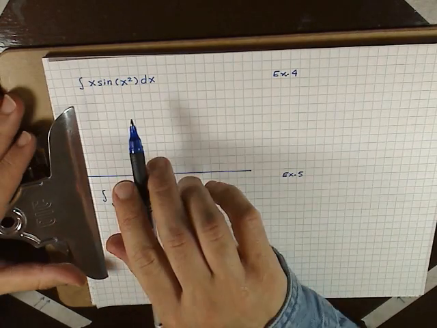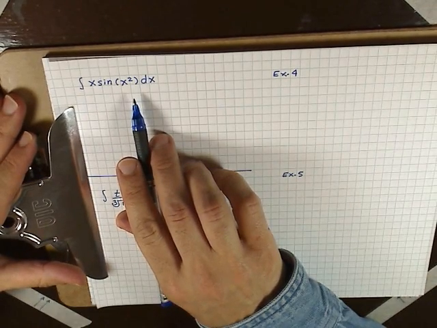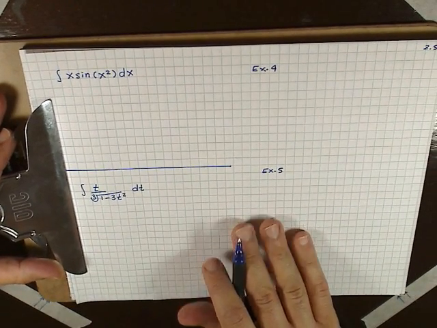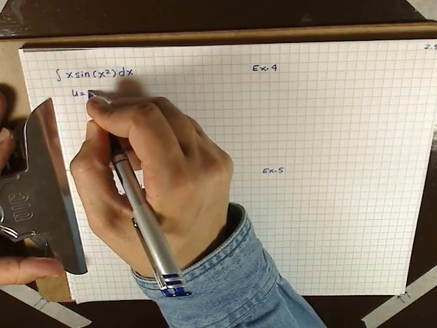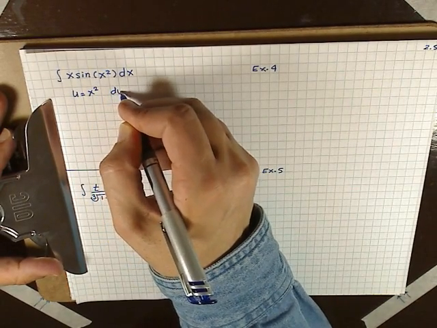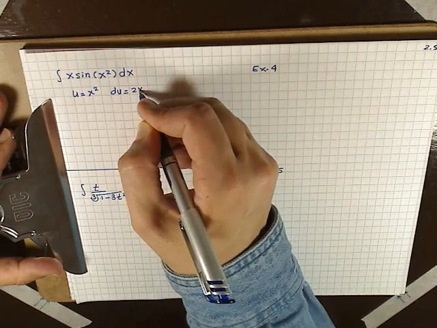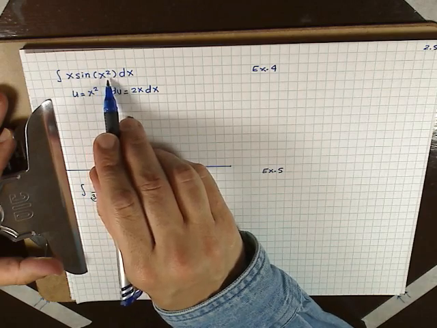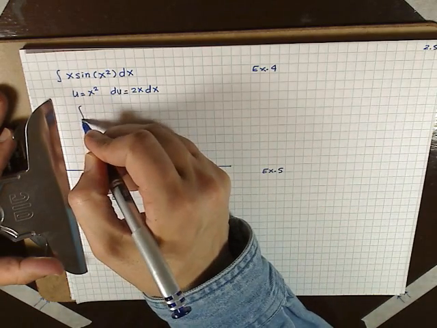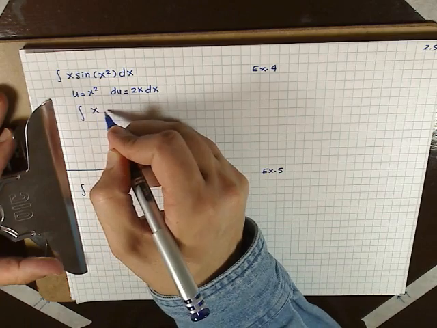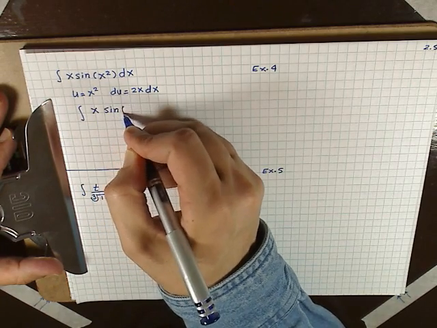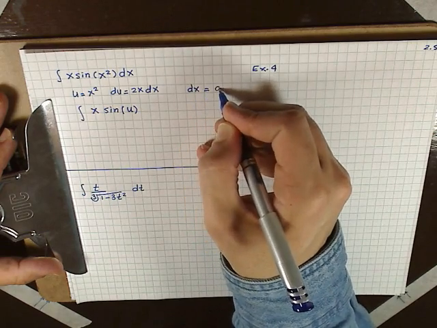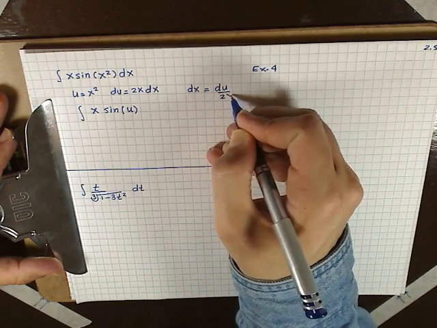Here we have integral x sine of x squared dx. Okay, so we let u be equal to x squared. du is equal to 2x dx. Notice the relationship that x is half the derivative of x squared. Now let's rewrite this integral. x sine of u, algebraically solve for dx. dx is equal to du over 2x.